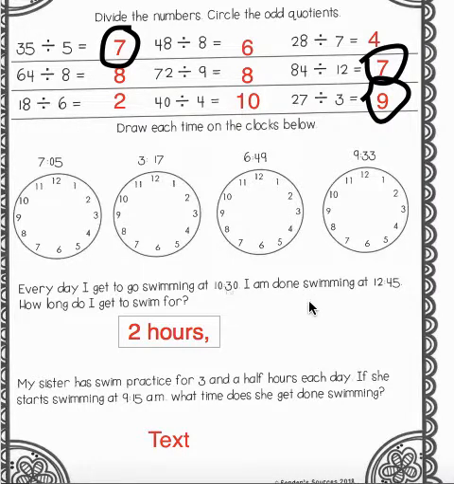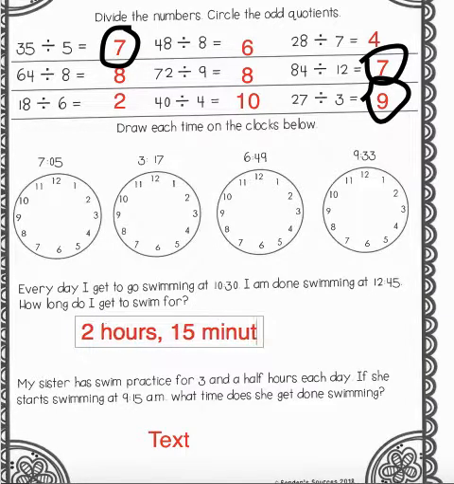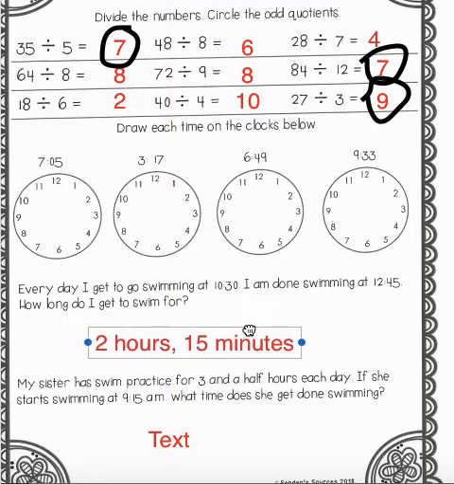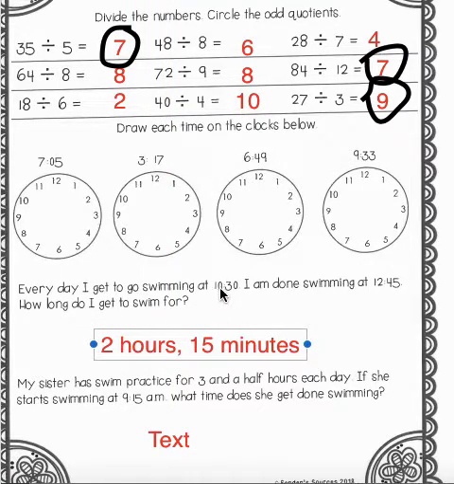And from 30 to 45 minutes is 15 minutes. Let's count. So 31, 32, 33, 34, 35, 36, 37, 38, 39, 40, 41, 42, 43, 44, 45. If you did that on your fingers, you can see that that was 15 minutes. So 2 hours and 15 minutes is how long that she was able to swim for. Again, from 10 to 12 is our 2 hours, and from 30 to 45 is our 15 minutes.